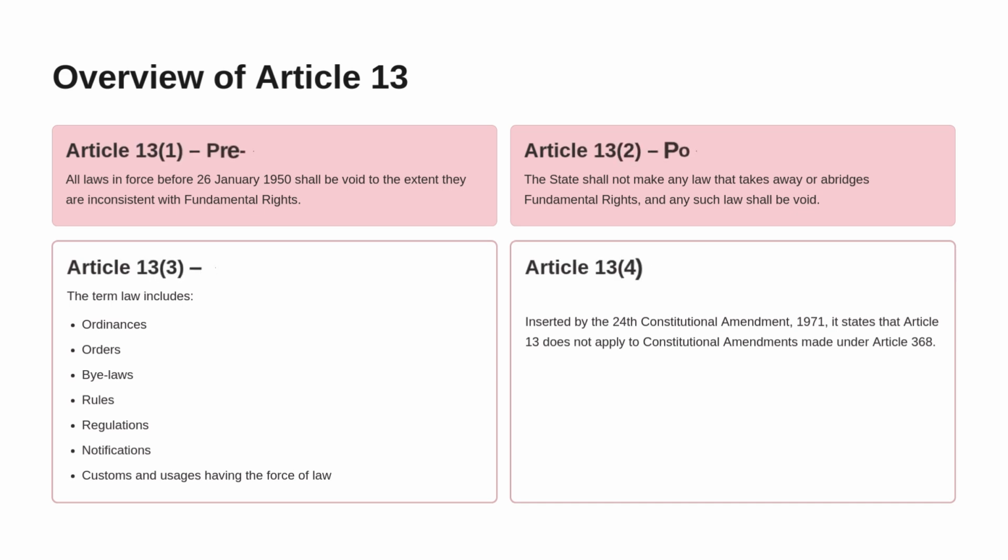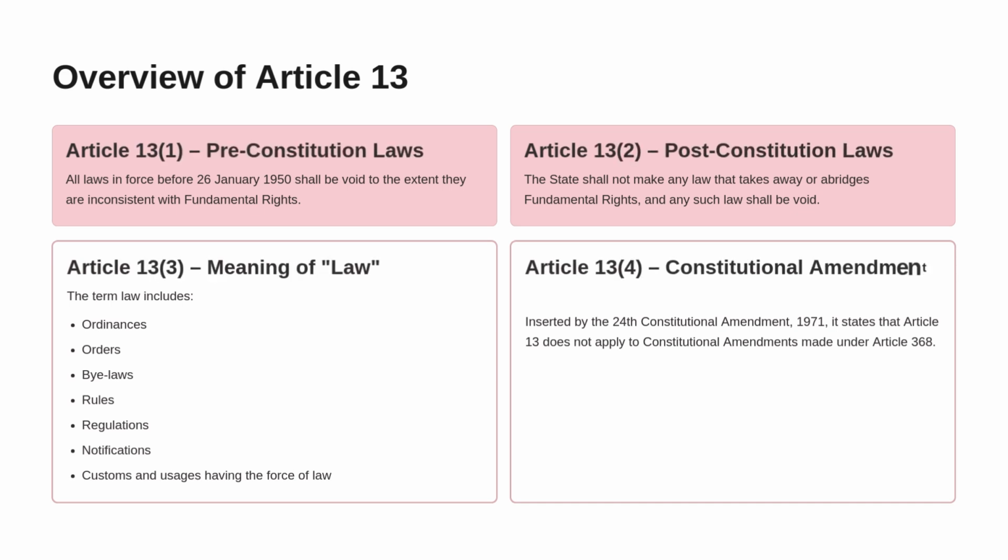So now let's talk about the structure of Article 13. Article 13 clause 1 says that all laws in force before 26 January 1950 shall be void to the extent that they are inconsistent with the fundamental rights. Now here the key phrase that you need to keep in mind is "to the extent of inconsistency." This means that old laws are not automatically repealed. Only the inconsistent portion becomes inoperative.